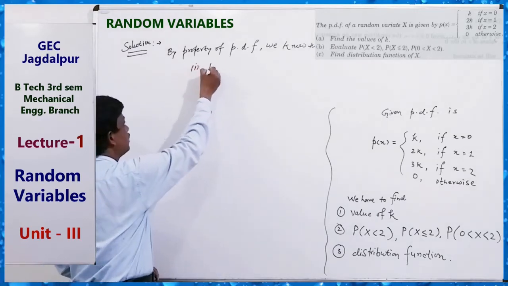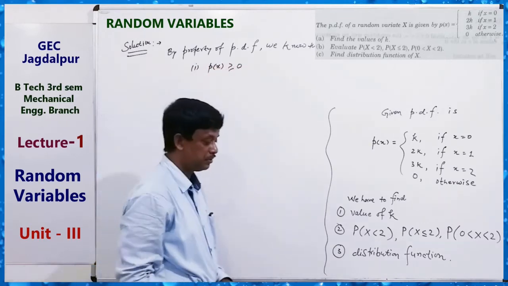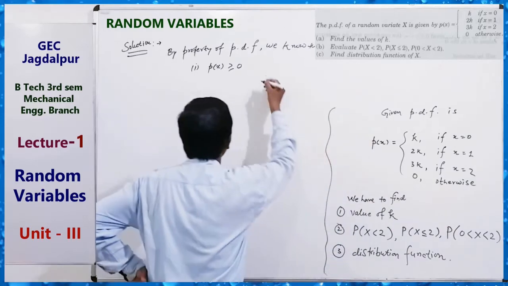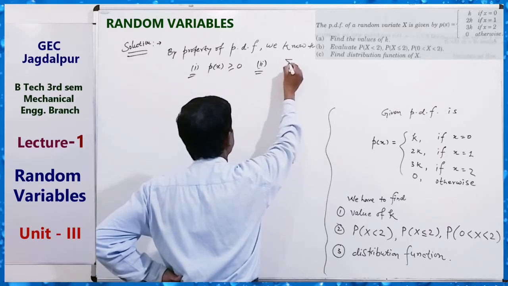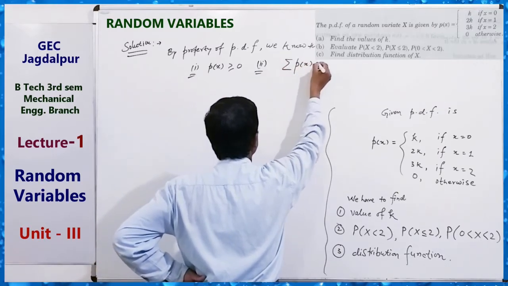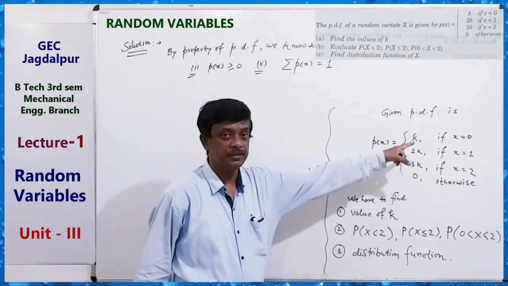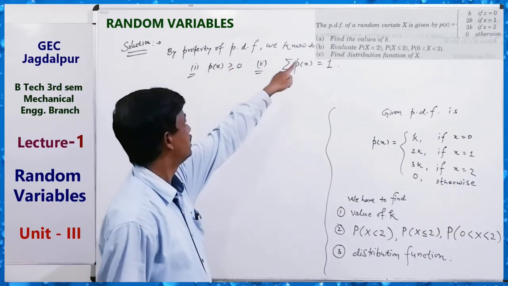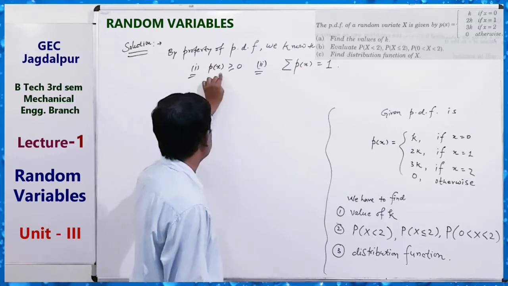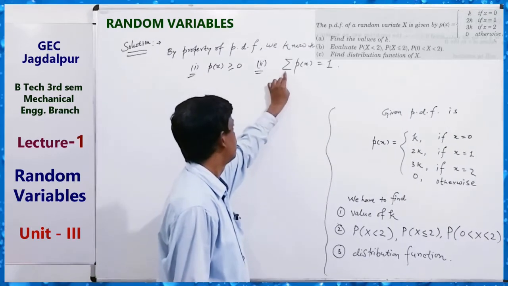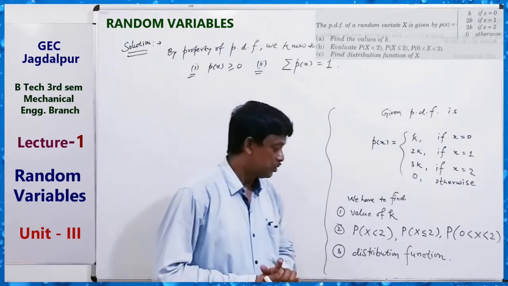First property: Px is greater than or equal to 0. And second, what? Two properties are there. Sum of Px is equal to 1, because here we have a discrete random variable. So by the property of the PDF, the probability density function, we know that probability is greater than or equal to 0, and here the summation of Px is equal to 1. Clear?